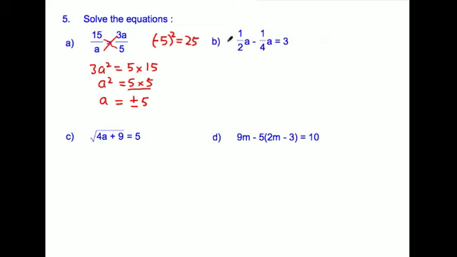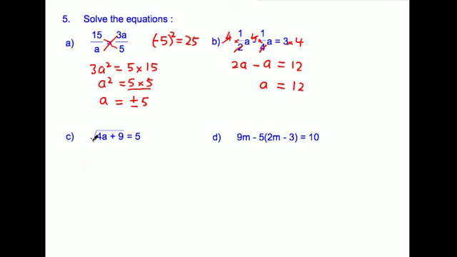When we have a fractional equation, we need to get rid of the denominators by multiplying by the LCM. The LCM is 4. We multiply throughout by 4. Thus, we can cancel the denominator. And 2a minus a is a equals to 12.